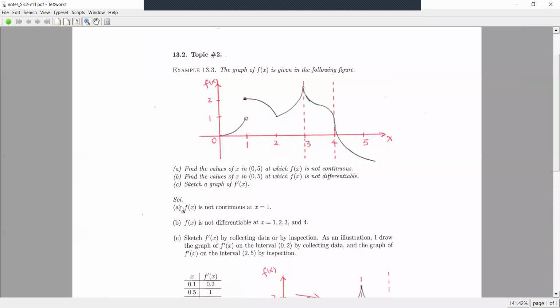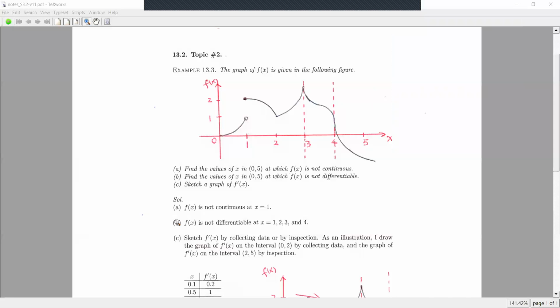Solution to part A. From this figure, we can see that between 0 and 5, the graph of the function is not continuous only at x is 1. At this point, we need to remove our pen from the paper to draw the graph. Therefore, the answer to part A is the function f is not continuous at x is 1.